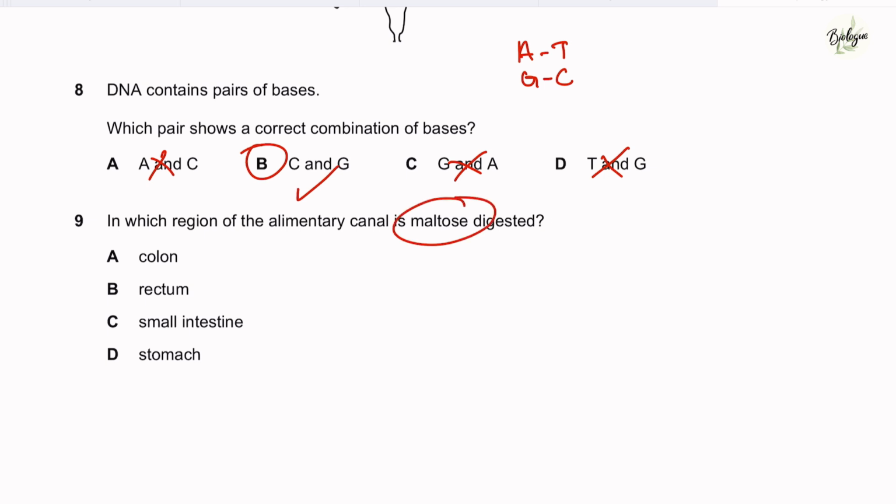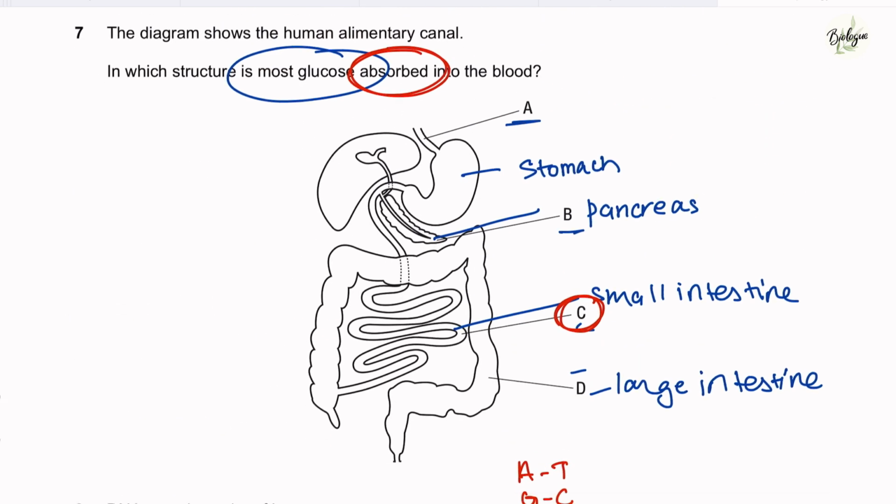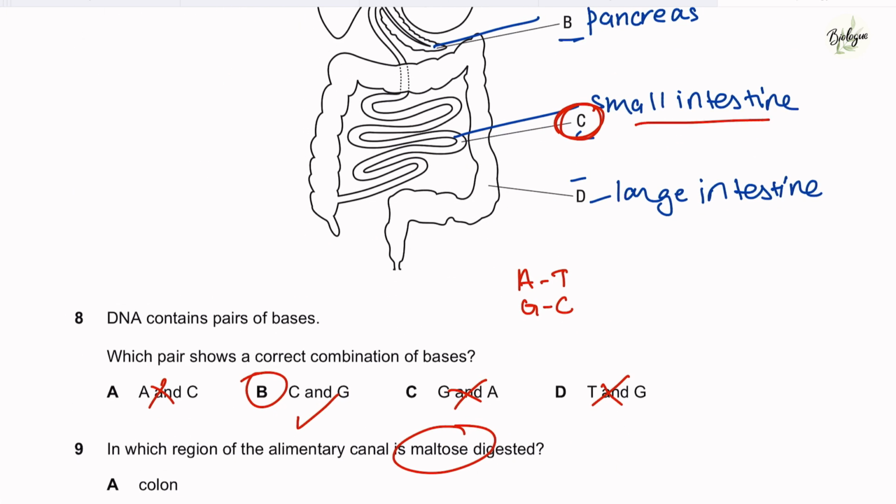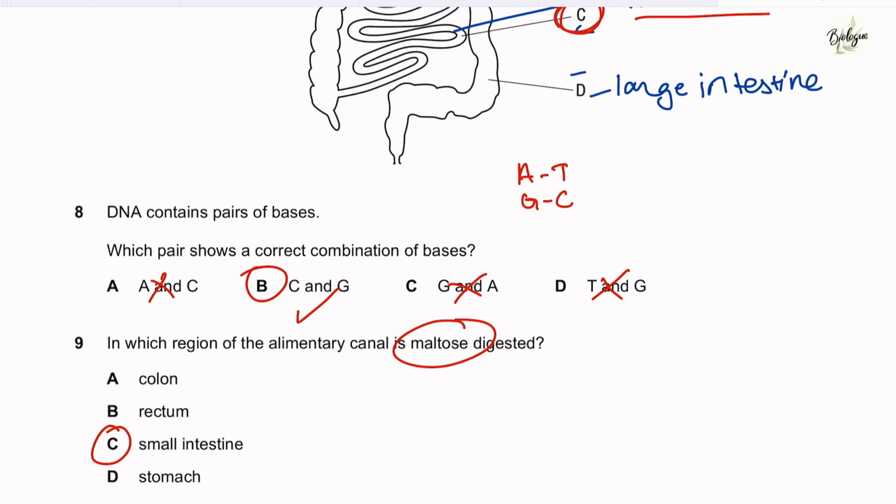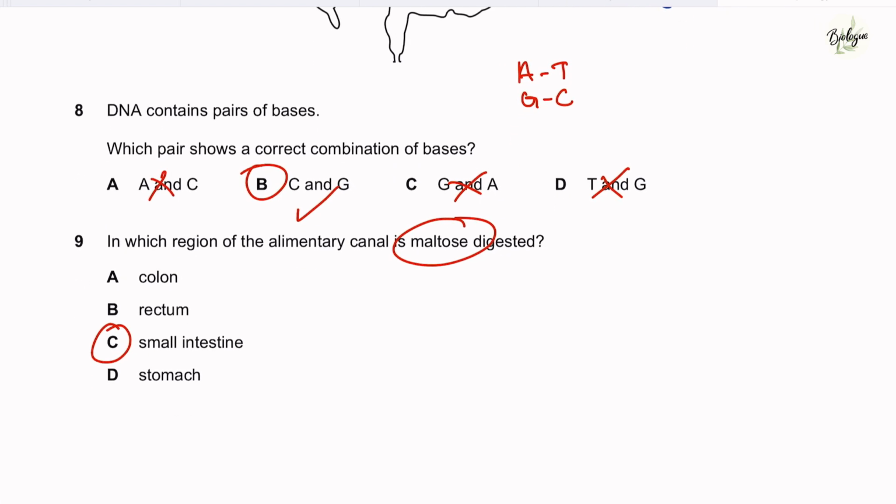So maltose is the subproduct of glucose digestion. So this should occur in the small intestine, right? Because remember from the previous case, glucose is absorbed mainly in the small intestine. That is where most of the breakdown and digestion should also occur. So naturally the answer is C, small intestine.